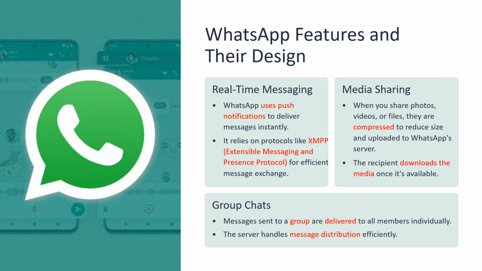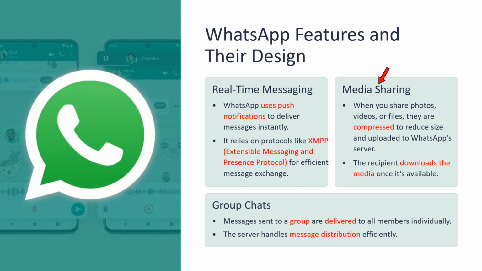WhatsApp features and their design. First one is real-time messaging. WhatsApp uses push notifications to deliver messages instantly. It relies on protocols like XMPP, which is nothing but Extensible Messaging and Presence Protocol, for efficient message exchange.